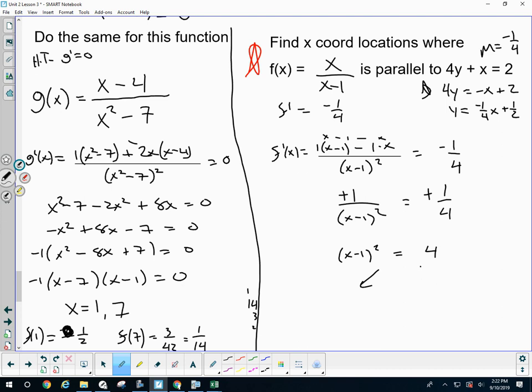We have 2 routes for solving this. One is square rooting both sides. Now, if I square root both sides, the square root of this unknown squared gives me a plus or minus x minus 1. So this is x minus 1, but it would be equal to plus or minus the square root of the right side. That is very important. A lot of students forget the plus or minus when using the square root technique.